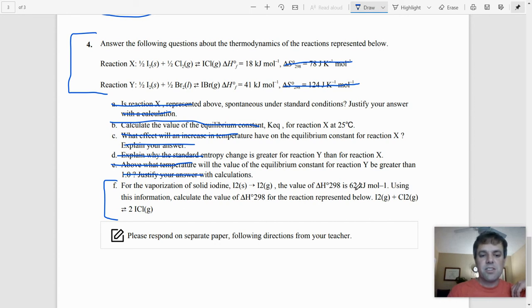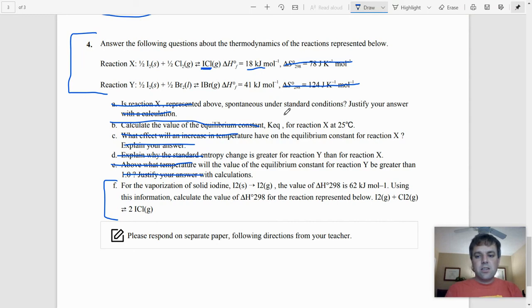This is real information. Using that information, plus, of course, the information above, calculate the value of delta H for this reaction, where it says I2 gas plus Cl2 gas makes 2 ICl. I don't see any ICl here, but what I do see up here is an ICl, and its delta H is 18 kilojoules per mole. So take a minute and see if you can figure out what the answer to this is.